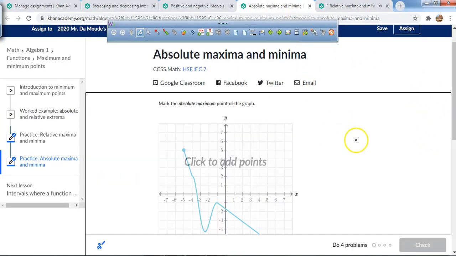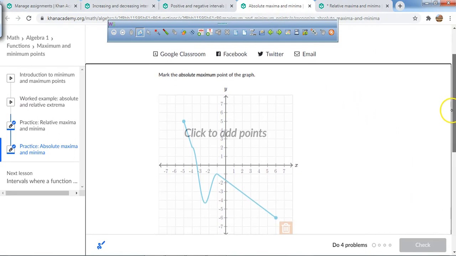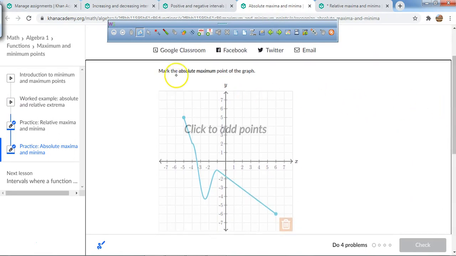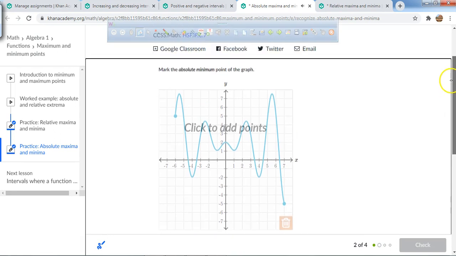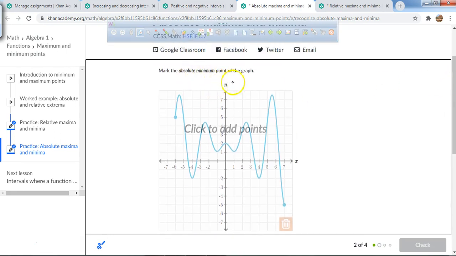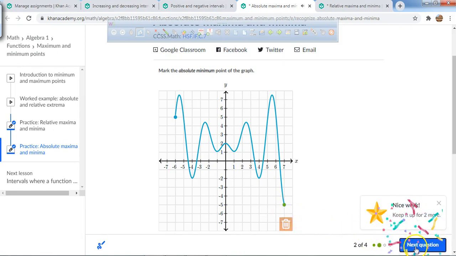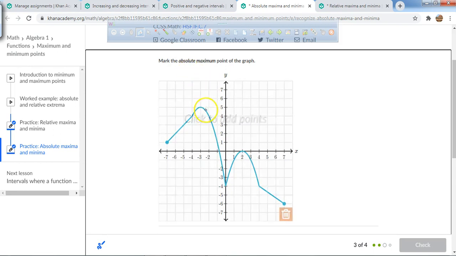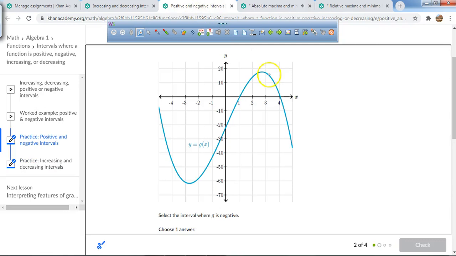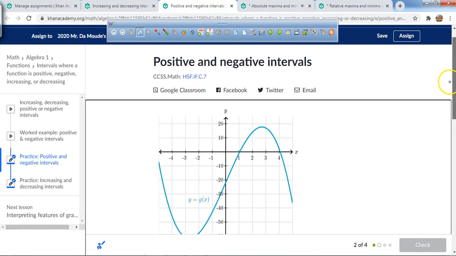Now, absolute maximum is going to be a little bit different. It says mark the absolute maximum. The absolute maximum is the highest point. That's the highest point. Mark the absolute minimum, the lowest point. Low, low, low, right there's the lowest point. Over here it says mark the absolute maximum. That's the absolute maximum. Hopefully you get that. Now we're going to go to something called positive and negative intervals.